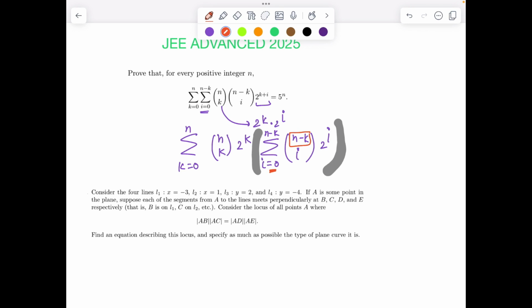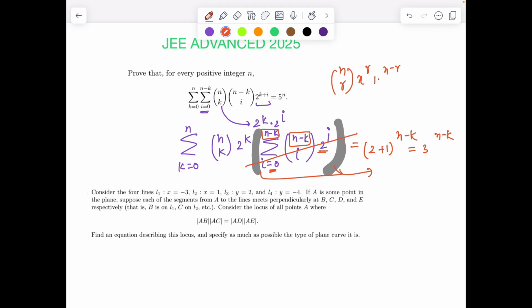Now it's not difficult to see this term is just fitting in the binomial format, because we have something like sigma i equals 0 to alpha, alphaCi 2 to the power i. These terms look like nCr x to the power r and 1 to the power n minus r, because nothing is mentioned there. So what does this expansion look like? Starting from 0 going to n minus k, it's nothing but the expansion of 2 plus 1 to the power n minus k. I hope that's clear. So this term can be written simply as 3 to the power n minus k.